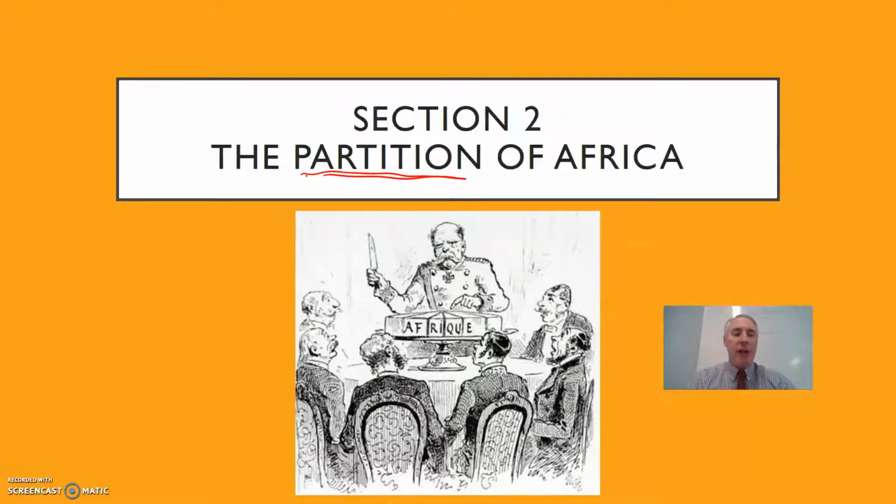Right? Partition means the action of dividing, and that's literally what Europe did with almost the entire continent. As you can see from the political cartoon, it was similar to a bunch of people just sitting around slicing up a cake, and each person, representing different European countries, took a piece for himself.